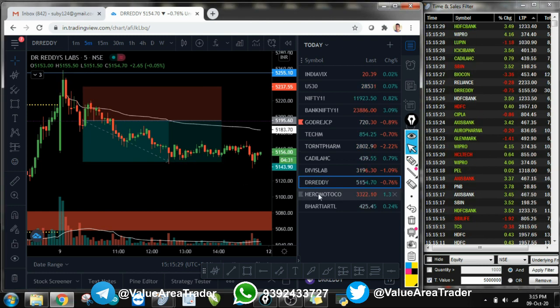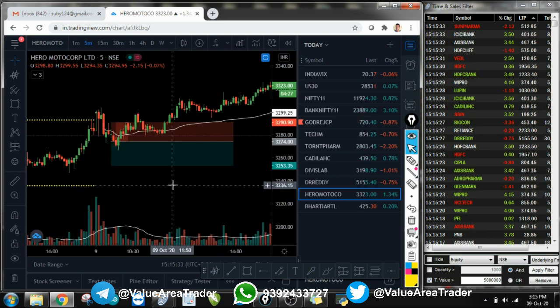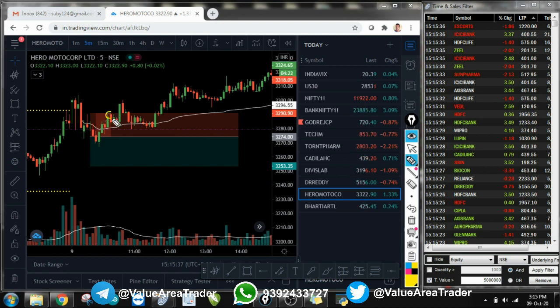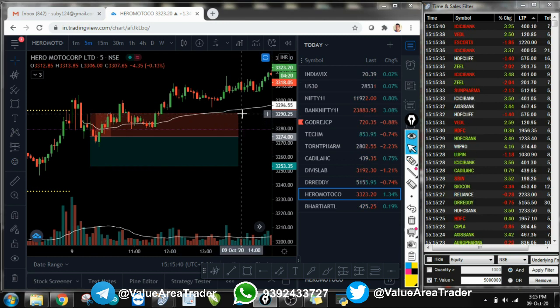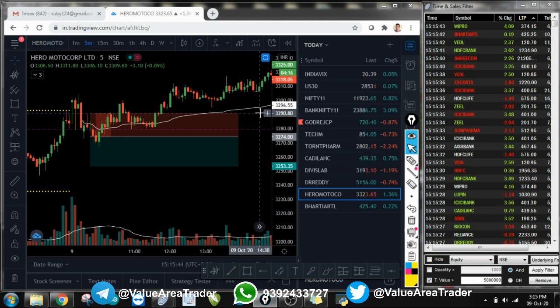Okay, so the first trade was Dr. Reddy. Next trade was Hero MotoCo. If you remember, Hero MotoCo did hit our stop loss, so I didn't have to track anything. Automatically, my stop loss was hit at this candle. Our stop loss was around, I think, 32.91. If you remember, it was 32.91. So this candle took my stop loss.